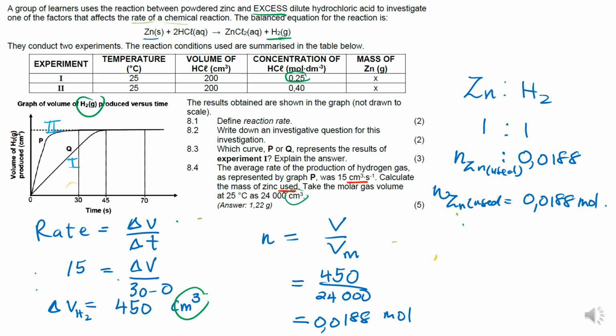Then from there on, I can now get the mass using n is equal to m over M. I have the number of moles, 0.0188, and the molar mass of zinc is 65. And I can get the mass there. Let's quickly get that. And that's how we should get a mass of 1.22 grams.